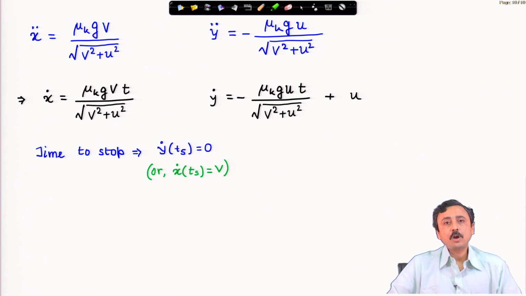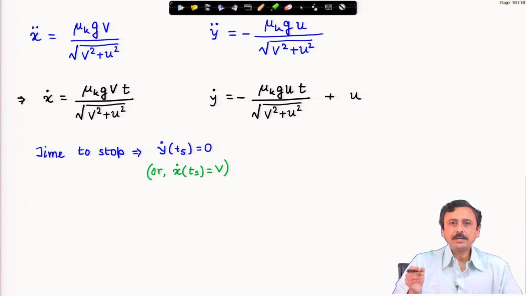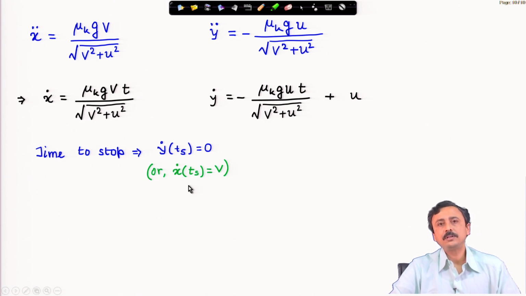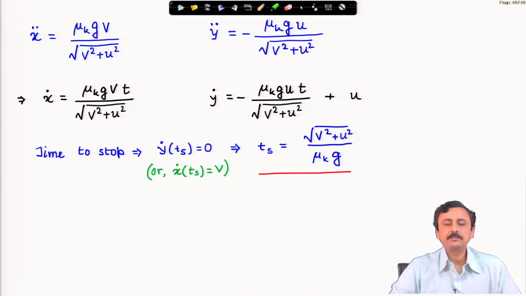Now, we have to find out the stopping time it takes for the particle to stop on the belt. When do we say that the particle has stopped on the belt? When the y velocity is 0, or the x velocity as seen by the observer on the ground, on the platform. The observer sees that the particle is now moving with the belt at the same speed as capital V. Therefore, you can use either of these two conditions to find out the time to stop, and that turns out to be square root of v square plus u square by mu k times g.